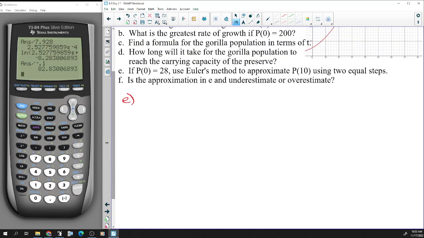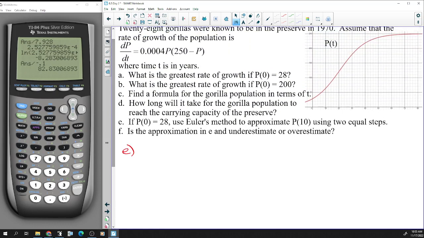For letter E, it says if P of 0 is 28, use Euler's method to approximate P of 10 using two equal steps. So we're saying we've got the point (0, 28), then we'd have (5, something), and then (10, something). So we're going to use Euler's method twice. I've got to get from 0 to 10 with 2 steps. We know the change in t. This is time, that's the population. We changed t by 5. We added 5 every time. Now, what should we add to P?